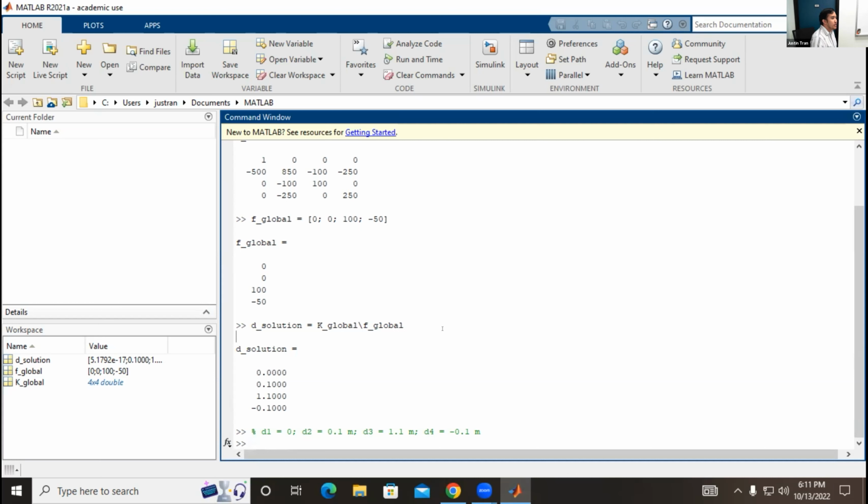Have you guys used backslash before, or is this the first time using it? No one's seen it before. Good. I always love teaching other people because it's fun. All right, any questions on this example here?